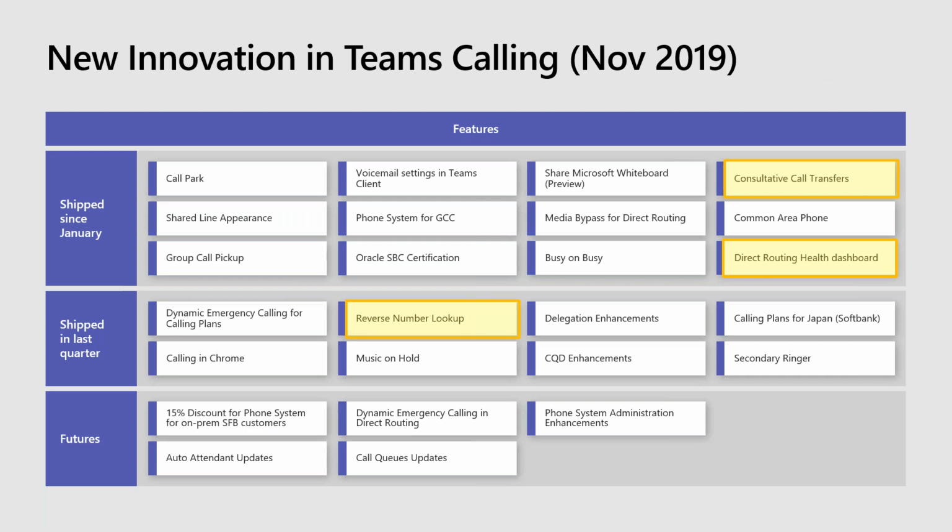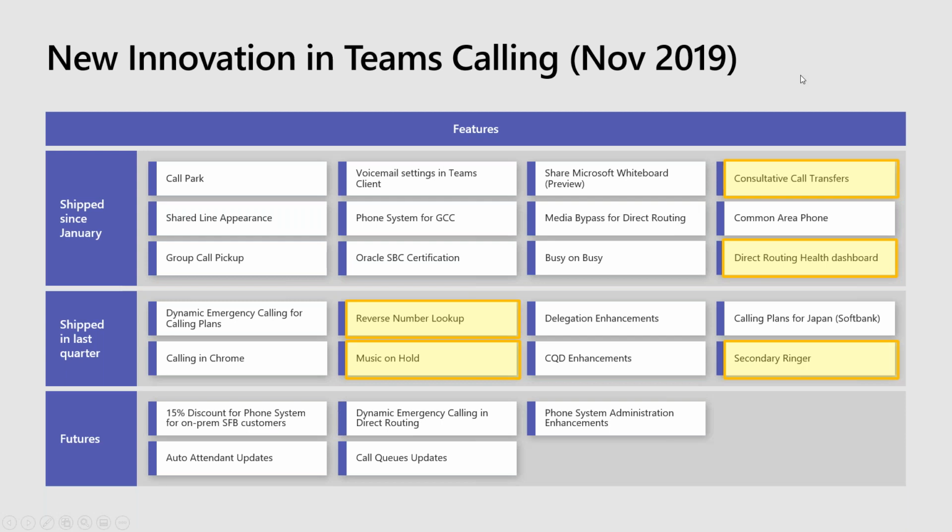Reverse number lookup. Of course, if you get a call from someone and this number is known by you or the organization, it should rather show the name instead of the phone number, because people don't remember phone numbers. They remember persons' names. So reverse number lookup would show the actual name of the user instead of the phone number. Music on hold is also quite important, because if you put a call on hold, you do want to get music instead of some beeps.